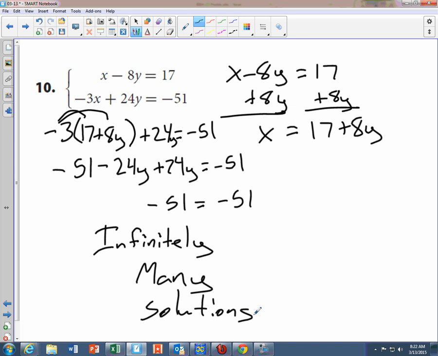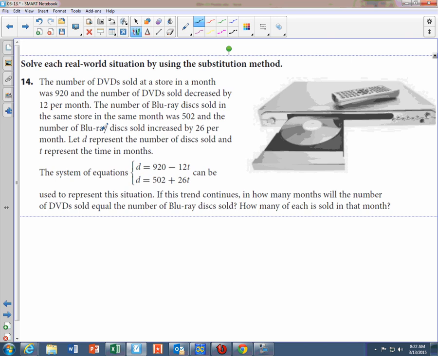All right, questions on number 10. One more we're going to look at. Let's take a look at number 14, story problem. It talks about DVDs. The number of DVDs sold at a store in a month was 920, and the number of DVDs sold decreased by 12 per month. The number of Blu-ray discs sold in the same store in the same month was 502, and the number of Blu-ray discs sold increased by 26 per month.